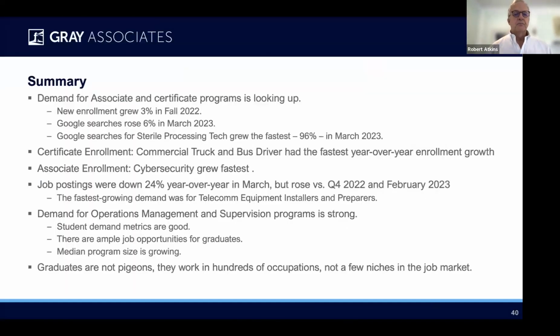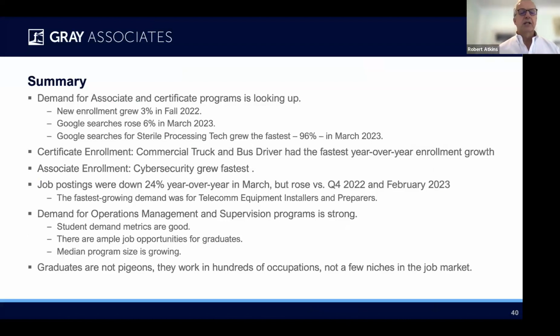So let's summarize. Demand for associate and certificate programs is finally looking up. New enrollment grew 3% in fall 2022 for the first time in years. Google searches rose 6% in March 2023. And the hottest program, sterile processing tech, had a 96% increase in Google search volumes in March.